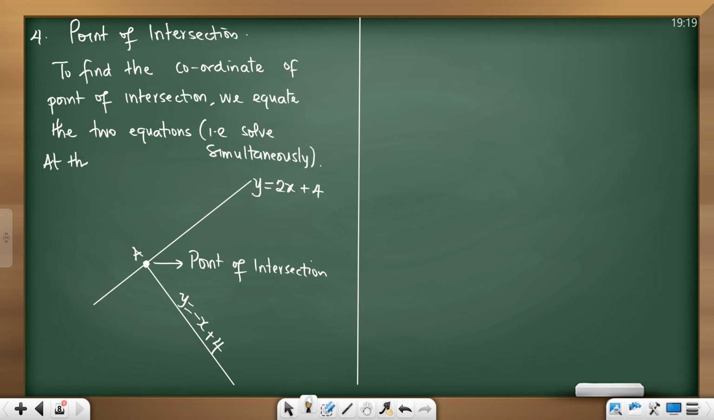Just put this for me. At the point of intersection, both lines have the same value. Both lines have the same coordinates, so their x and y values are the same.